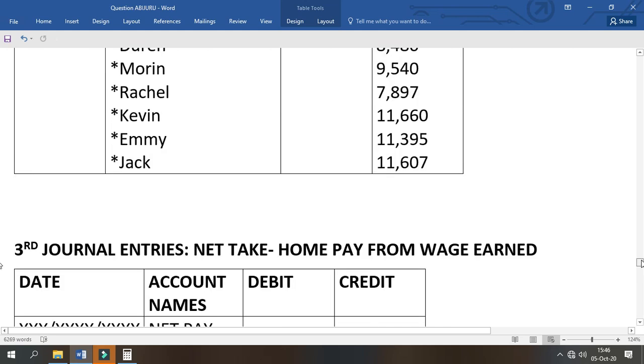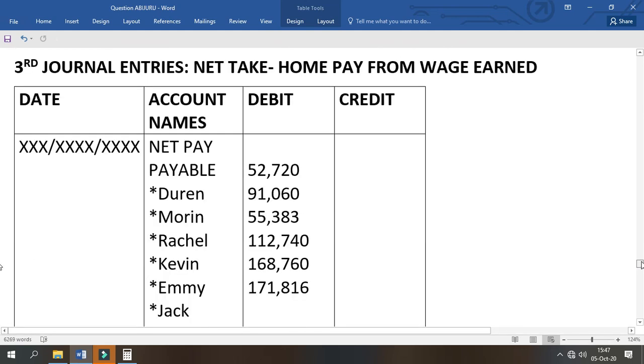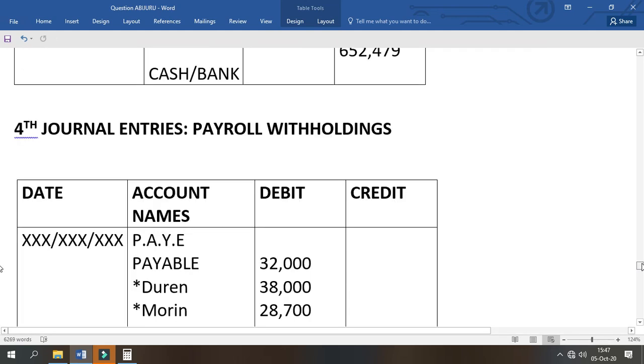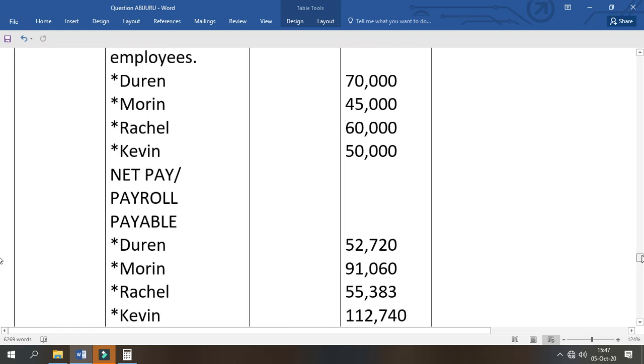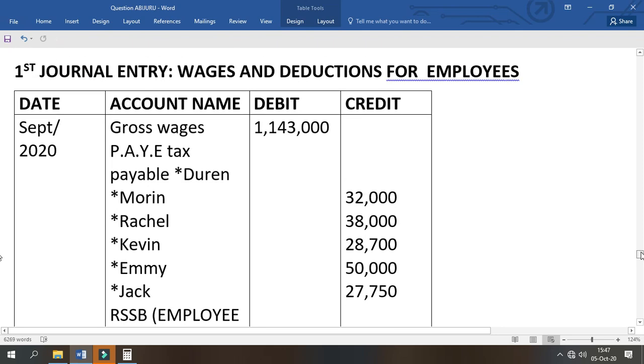The third journal entry is for the net take home pay from wages earned. The fourth one is the journal entry for payroll withholdings. So let me start by explaining the first journal entry, the journal entry for wages and deductions for employees. Dear friends, dear viewers, the payroll journal entries are easy and we are going to understand them very well.